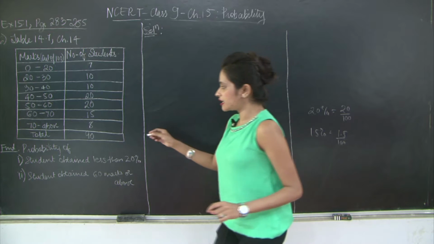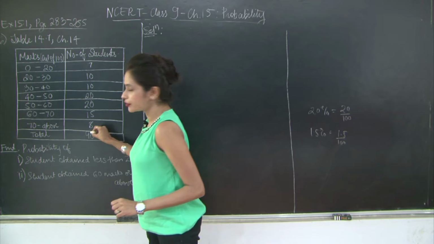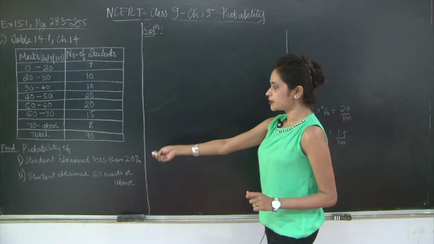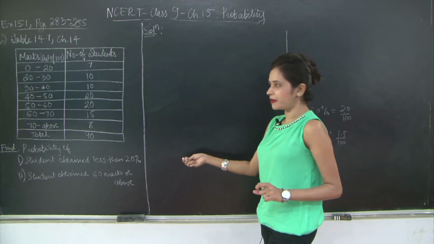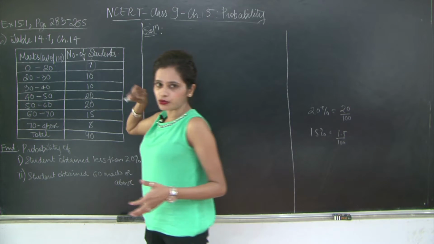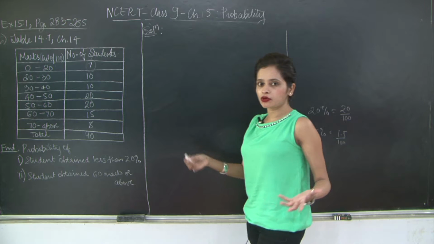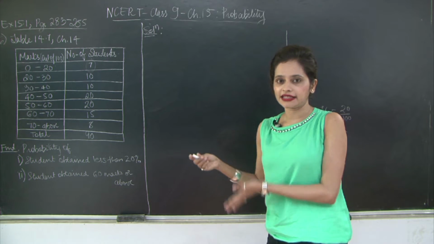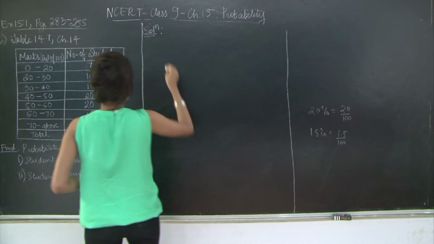So the total number of students will be taken for the denominator, which is 90. Now let's find out students who obtained less than 20% marks. Students belonging in this category, we have 7 such students, and the probability would be 7 divided by the total number, which is 90. So 7 upon 90 would be the solution to the first sub question.